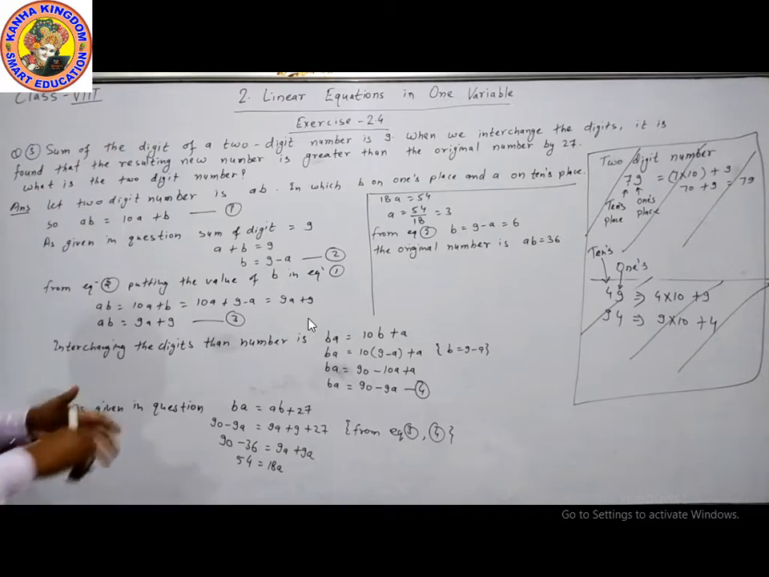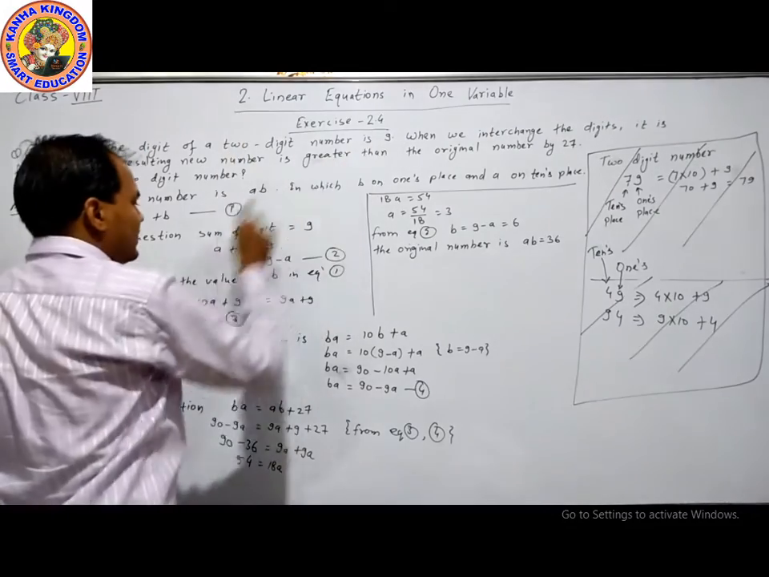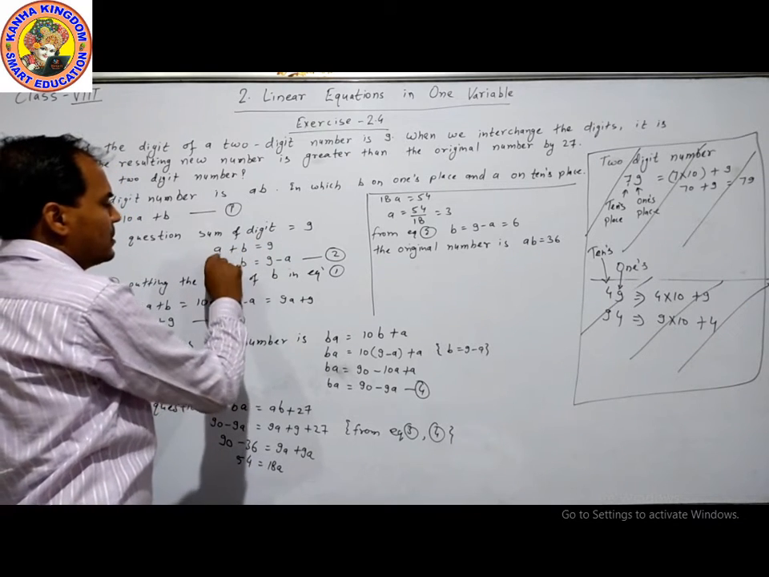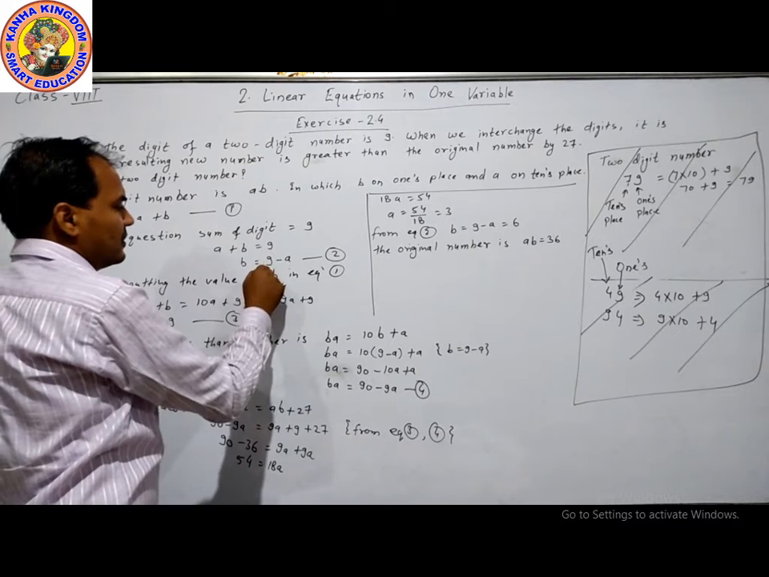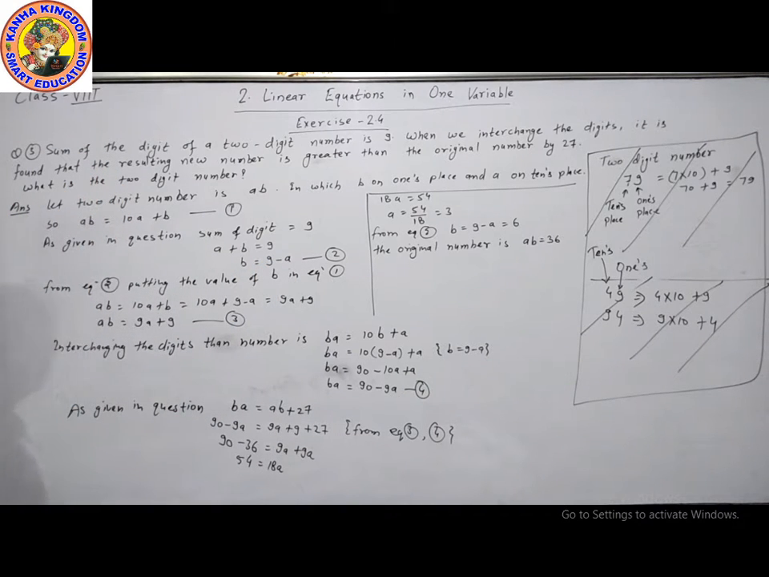The sum of digits A and B, the sum of digits is 9. So A plus B is equal to 9. The value of B, transposing A, is 9 minus A. This is our second equation.